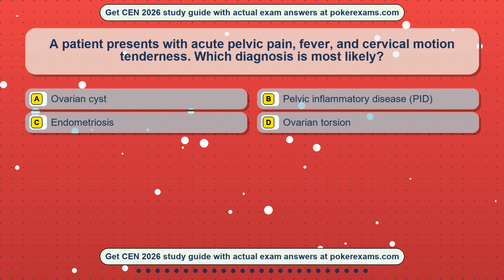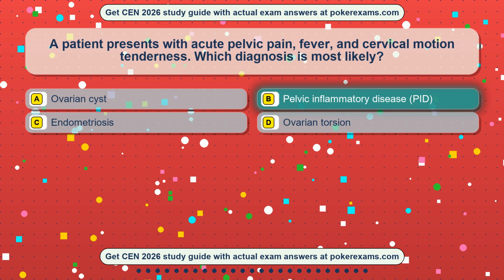Question 4. A patient presents with acute pelvic pain, fever, and cervical motion tenderness. Which diagnosis is most likely? Option A, ovarian cyst. Option B, pelvic inflammatory disease, PID. Option C, endometriosis. Option D, ovarian torsion. The correct answer is option B, pelvic inflammatory disease, PID.